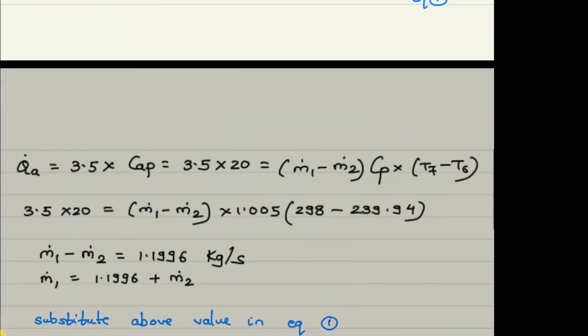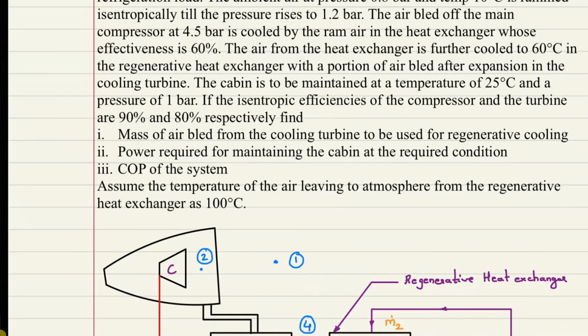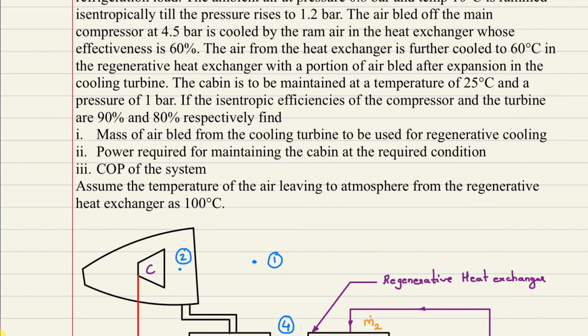Next question. The next question is calculation of COP of the system. So COP is the desired effect, which is the cooling effect, Q dot A, the heat absorbed, upon the power input, and the power input is W dot net, and in our case W dot net is equal to W dot C.